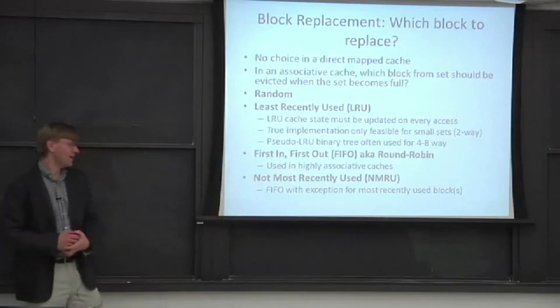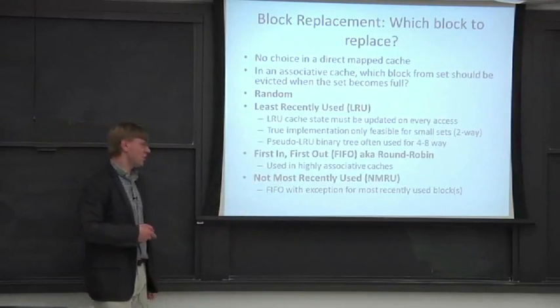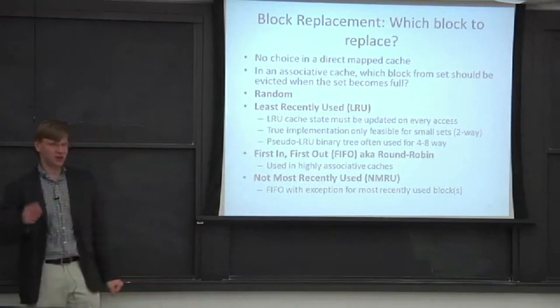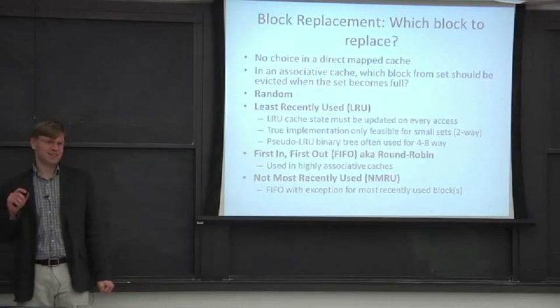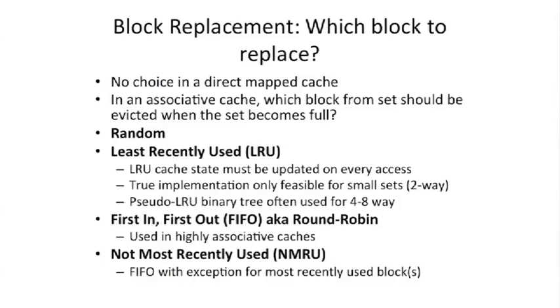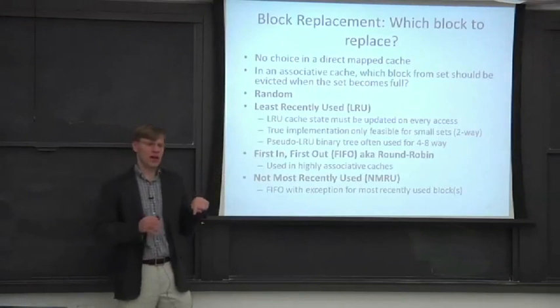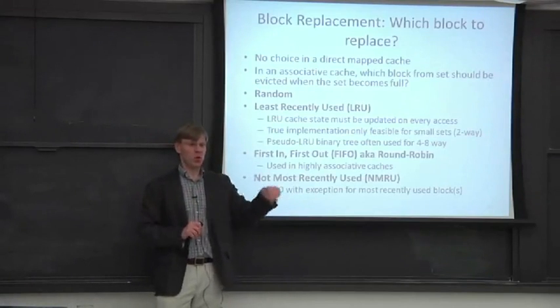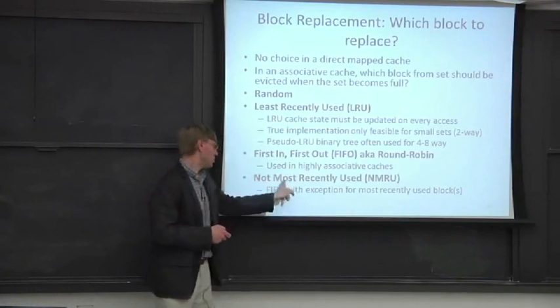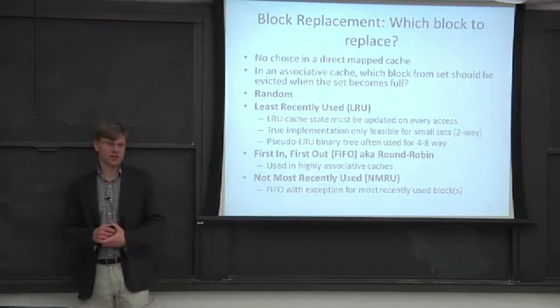Finally here, another acronym, not most recently used. Let's think about that one for a second. So we're going to kick out something that is not the most recently used block. So we can keep track, let's say that we have some index into our cache. If we have a 4-way cache, we can think of having 2 bits that say, well, this line was the most recently used, and the rest of them are sort of random. And we know we're not going to be kicking out the most recently used cache line.